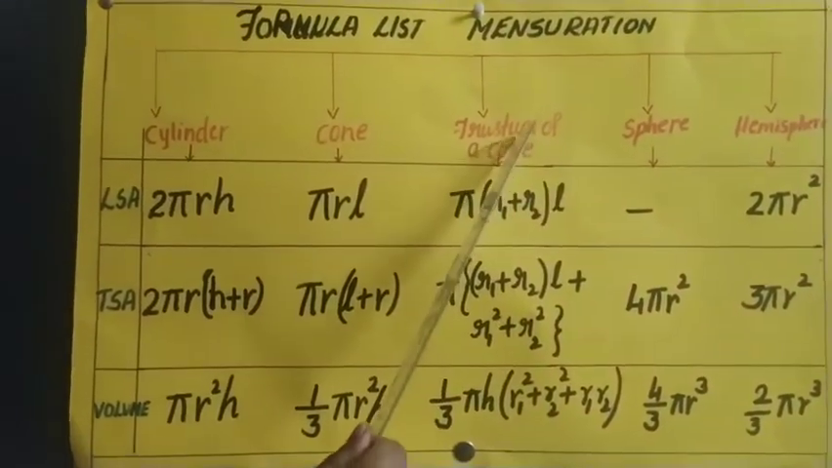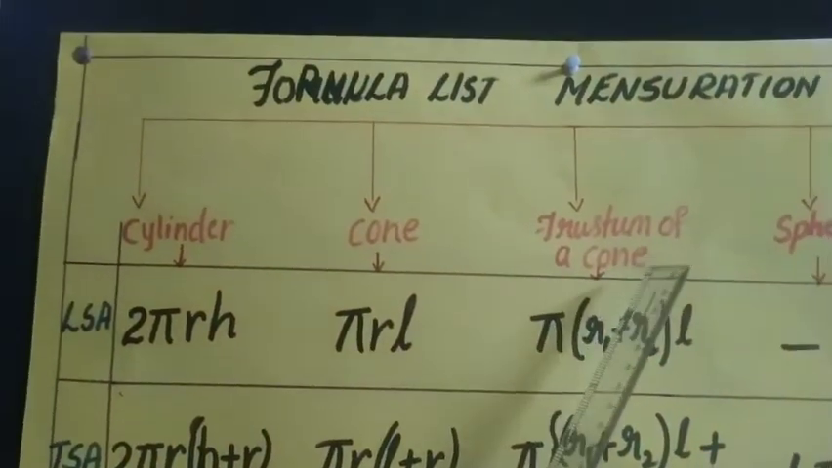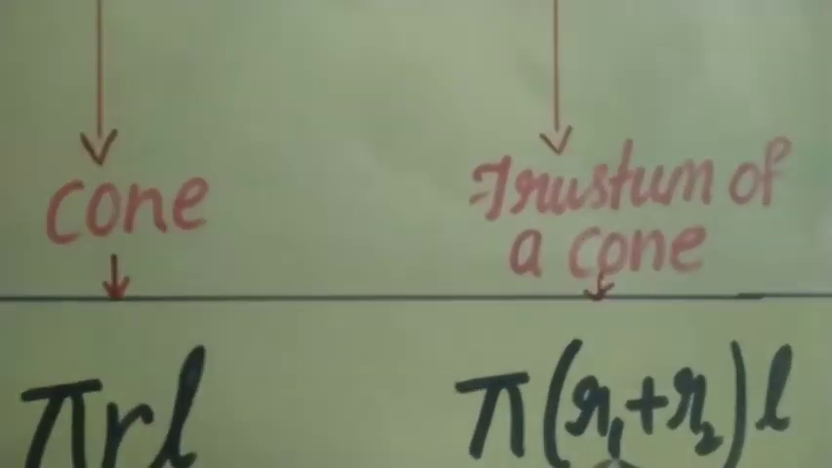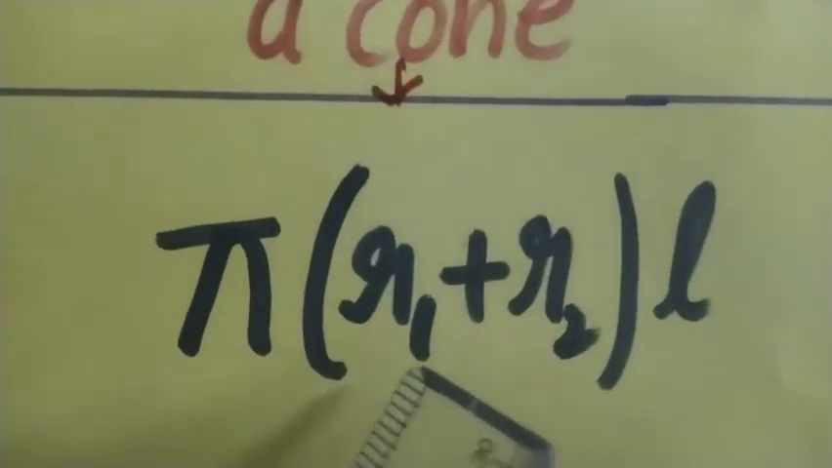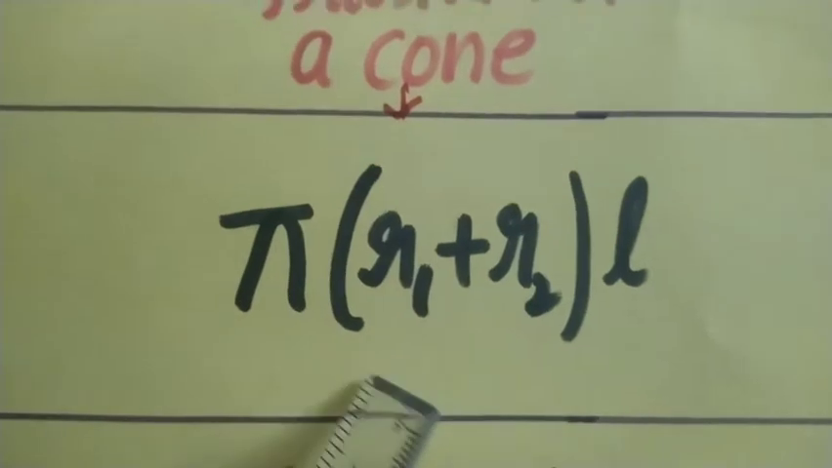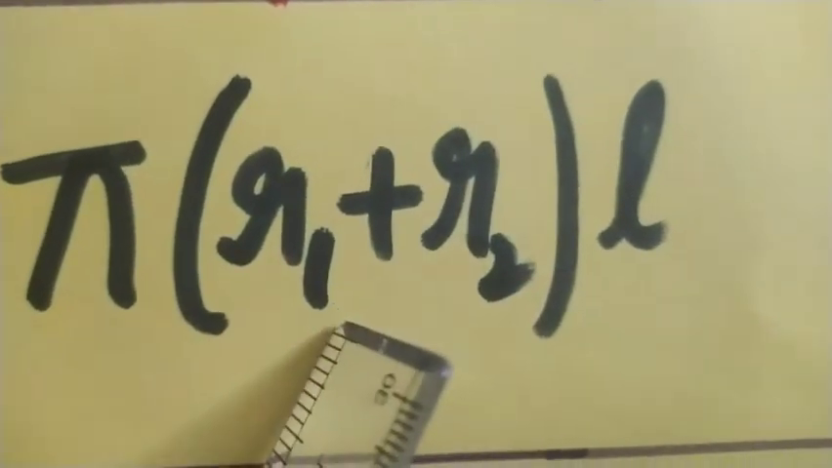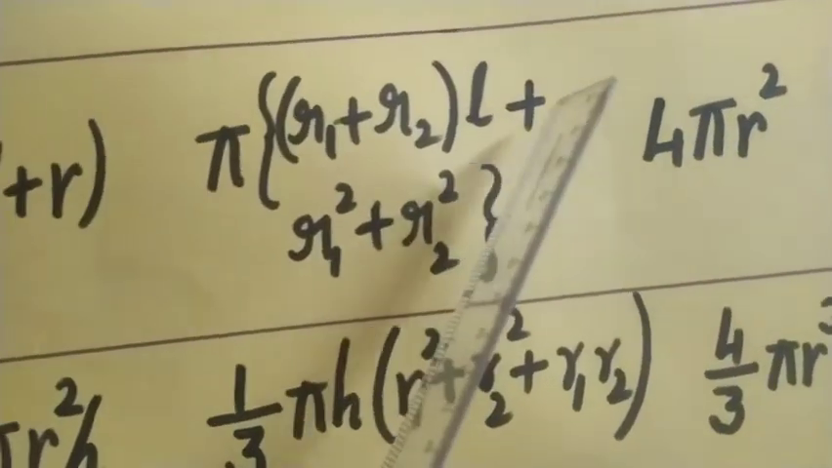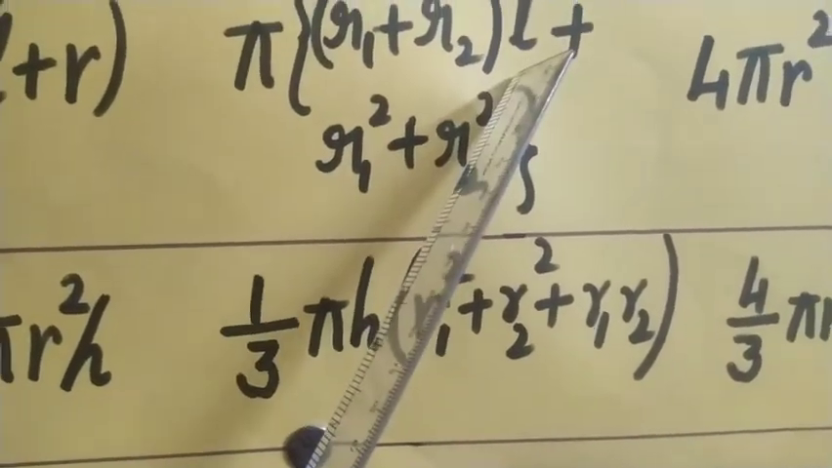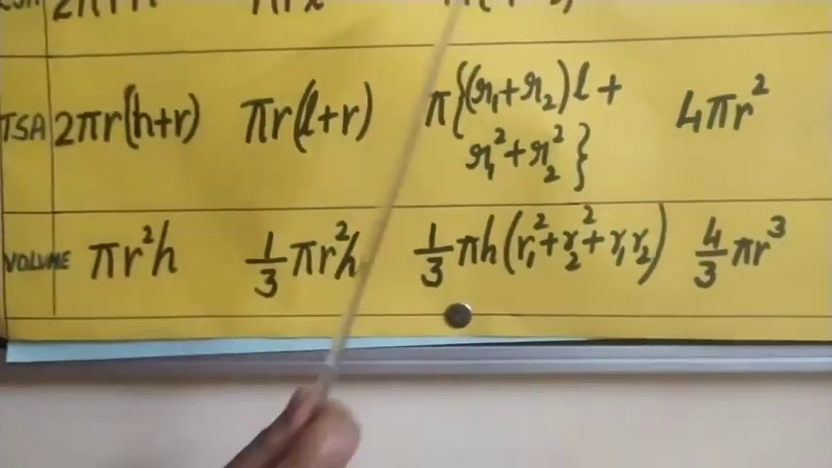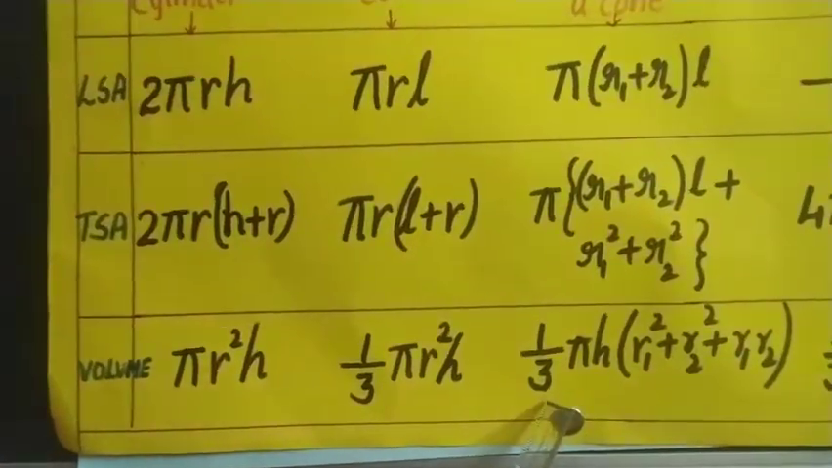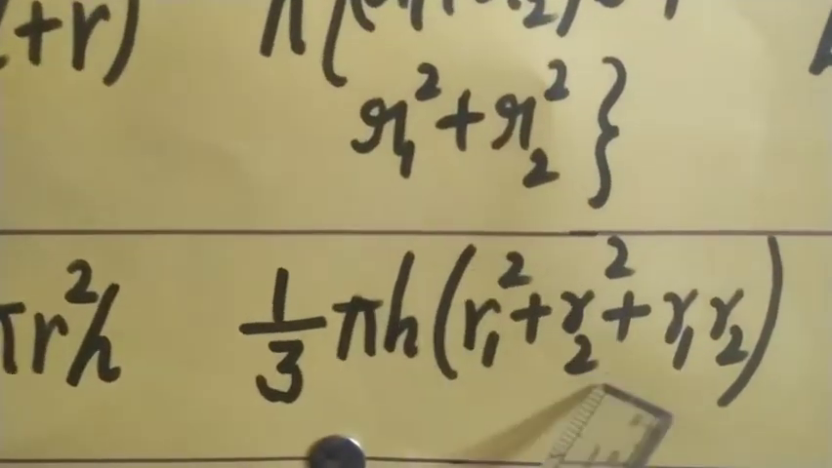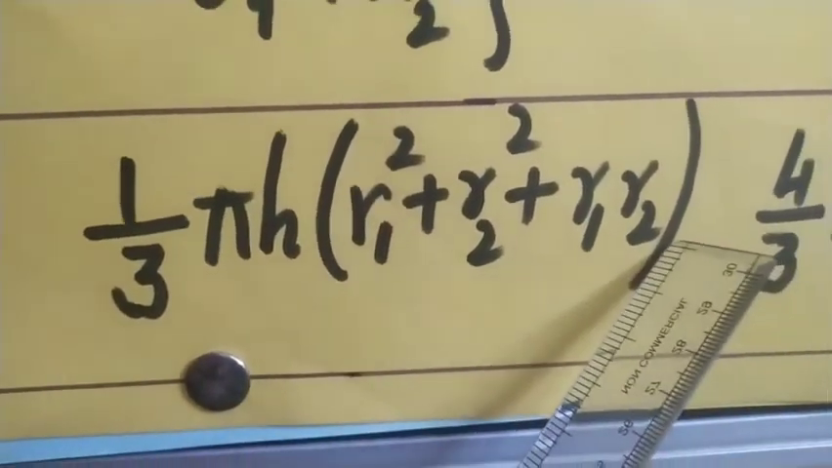So next, coming to the LSA. LSA of frustum of a cone is equal to pi into R1 plus R2 into L, because it will have two radii, two circles. Next, TSA of frustum of a cone is equal to pi into R1 plus R2 into L plus R1 square plus R2 square. Now the volume of the frustum of a cone is 1 by 3 pi into H into R1 square plus R2 square plus R1 into R2.